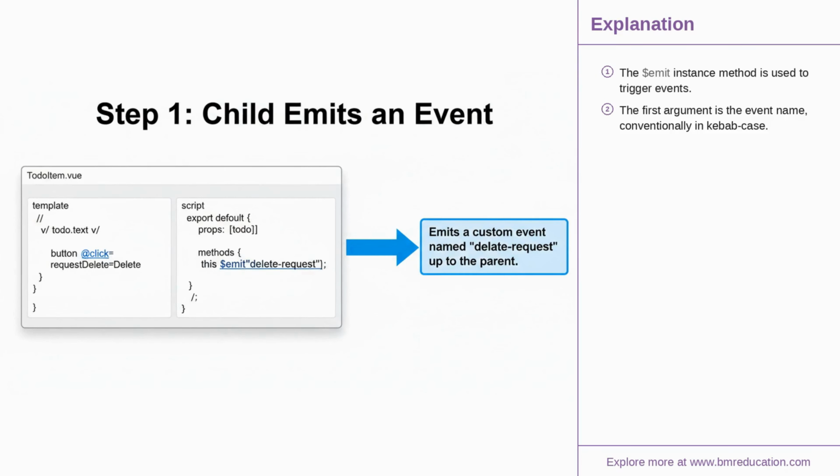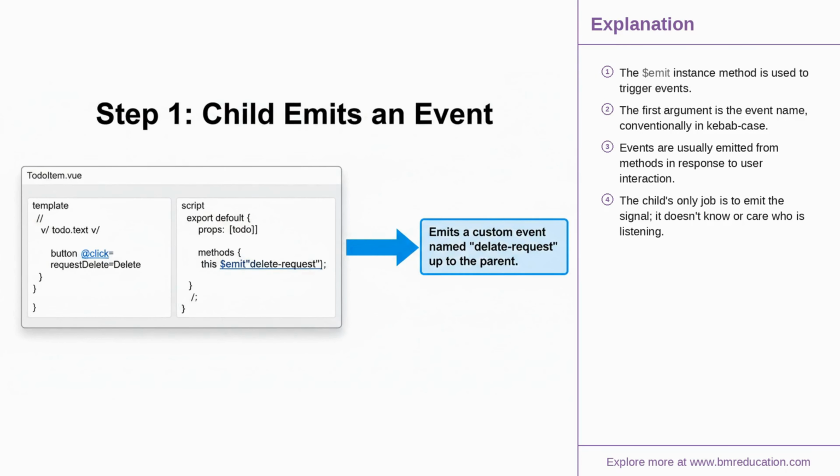Inside the child component script, you use the built-in $emit method to send the event. The first argument to $emit is a string, which is the name of your event. It's a best practice to use kebab case for event names. This is typically done inside a method that is triggered by a user action, like a click handler.